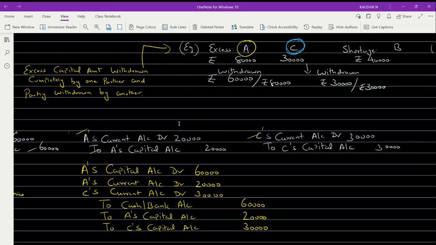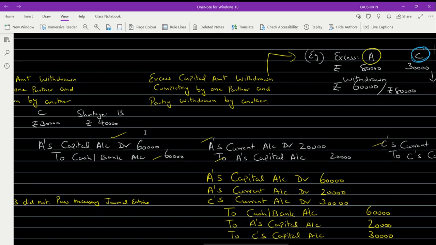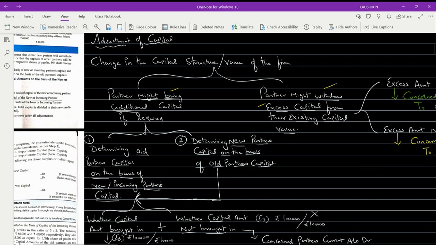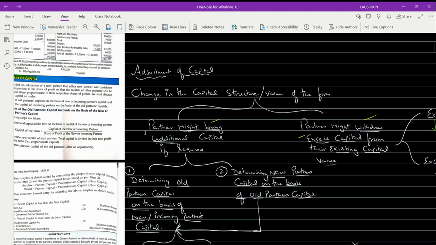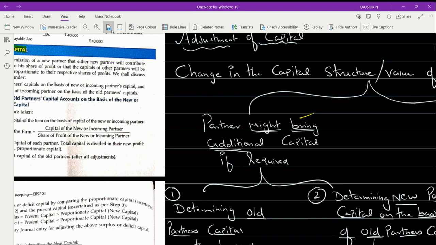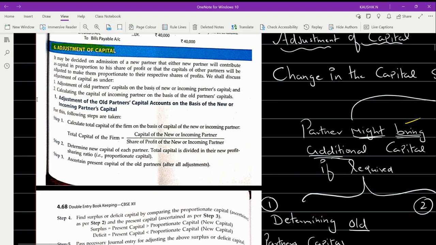Okay. So hope you all have taken this. Now let us try to understand how we are deriving these values. We are saying there are two methods. In one method, we are going to fix the value of the old partners based on the new partner's capital. Okay, so there are some steps which we have to follow. Let us understand those steps. That makes it easy in the workings.